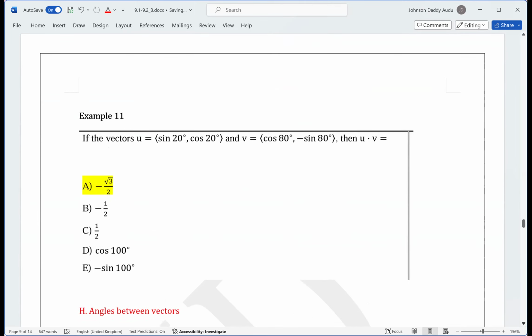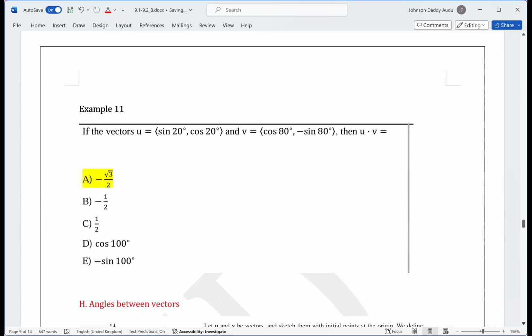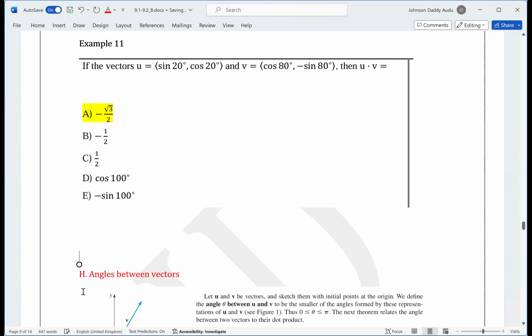Now let's take this quick example here. You have vectors u equals this, and v equals this. You want to find u dot v. So just apply the definition. u dot v is (sine 20, cosine 20) dotted with (cosine 80, minus sine 80). So just multiply this and this.